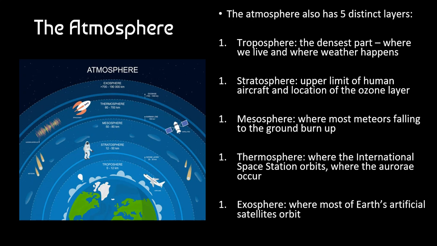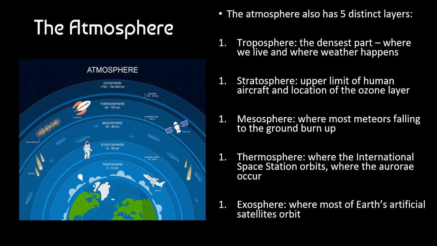First, we have the troposphere, which covers roughly the first 12 kilometers. This is the densest part. This is where we live, human beings live, and where weather happens. So rain and tornadoes and snow and wind, cloud formation, all that happens in the troposphere, the first 12 kilometers.